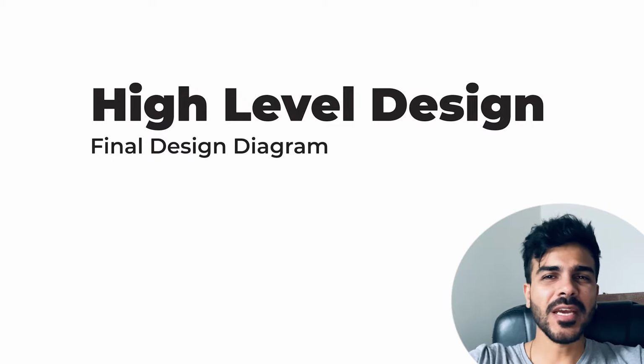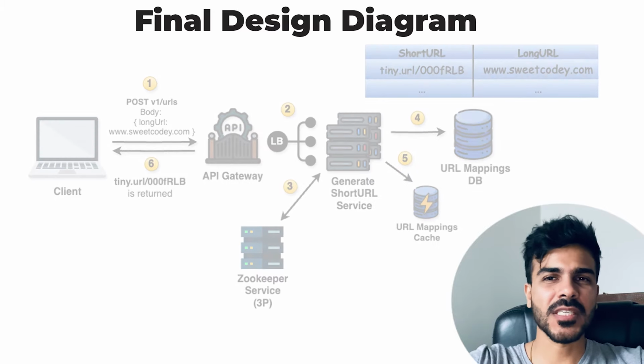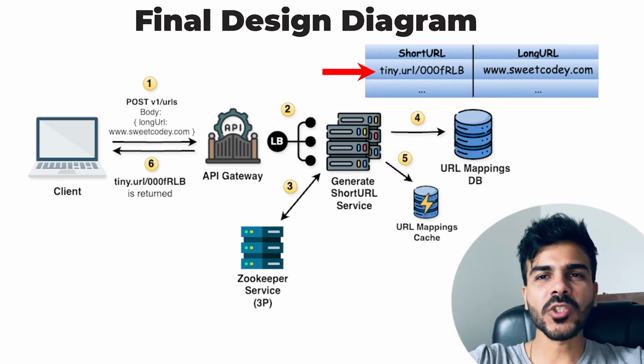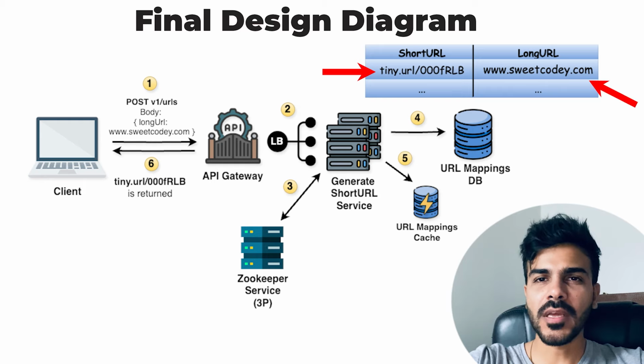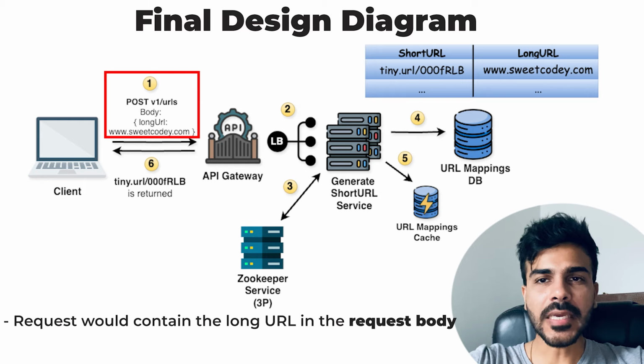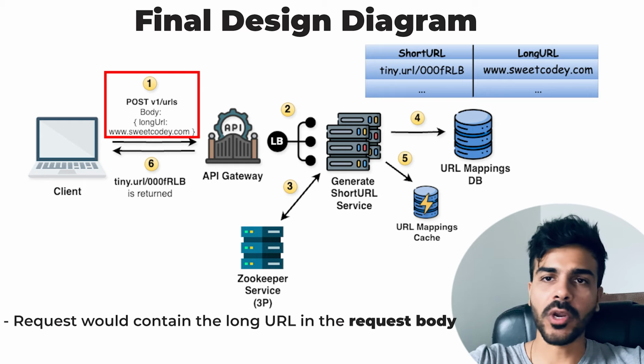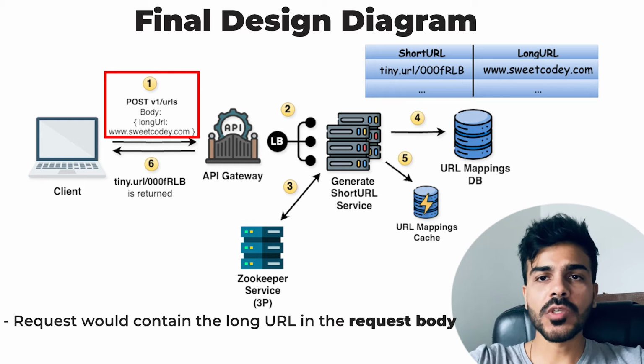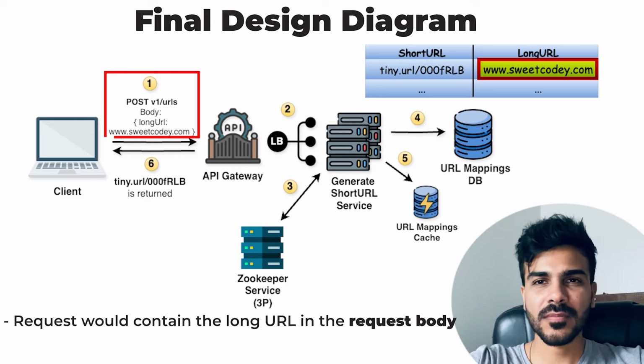So let's now summarize everything and walk through how our final flow looks. First, when a user wants to generate a short URL for a given long URL, they would first send a POST request. This request would contain the long URL in the request body. For example, if the user wants to shorten, let's say sweetquery.com, then he would send sweetquery.com in the request body.